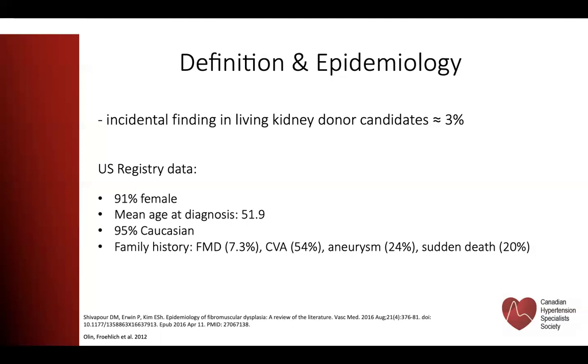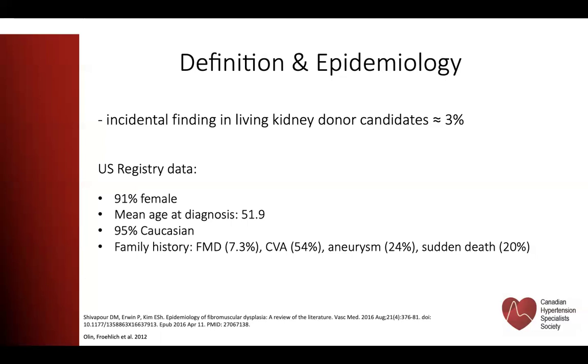Of note, very few, only 7%, had a family history of fibromuscular dysplasia, but there were quite high numbers of family histories of stroke, aneurysms, or sudden death. And so it's quite possible that there's an increased family history of undiagnosed FMD. Although women are affected more than men, both in this registry as well as in other registry data, case control studies have not shown an association with gravida or with exogenous hormone use.